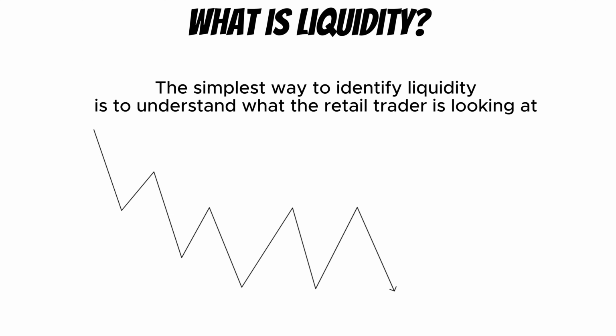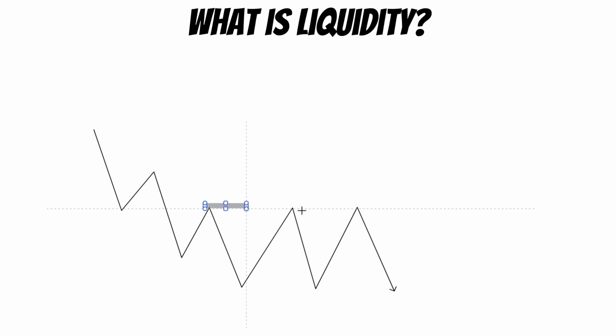Now, one of the best ways that we would do this is by finding what the basic retail trader is looking at. That's one of the simplest ways to identify retail liquidity on the market. Things like support, resistance, and basic trend lines. So looking at this example of a market that follows a downtrend currently, we can see there is a resistance level here at the top.